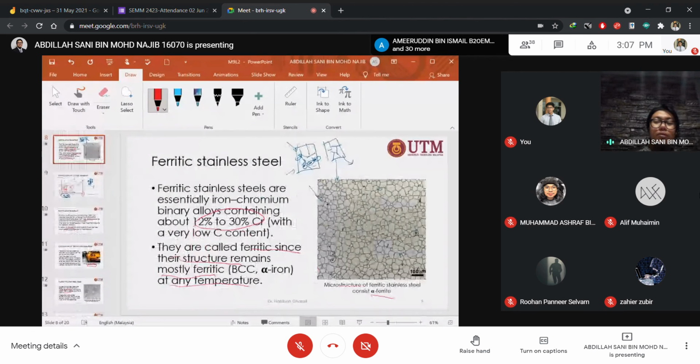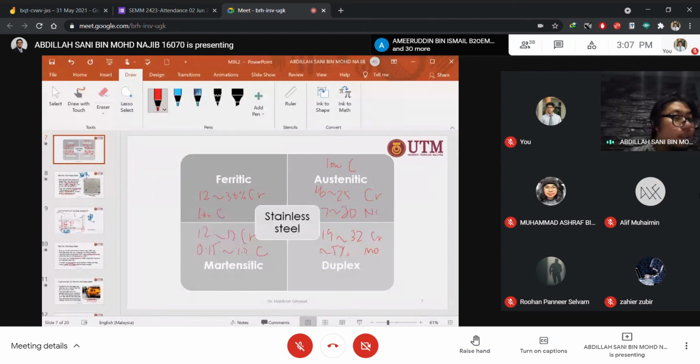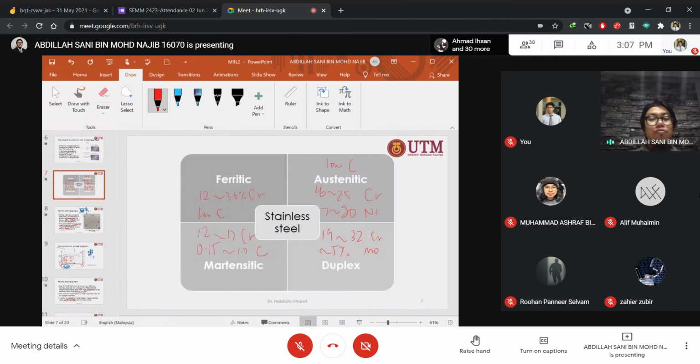So, all in all, that is what we can classify from the stainless steel. Okay, we have ferritic, austenitic, martensitic, and duplex. So ferritic and austenitic combined will make a duplex. Okay, and yep. So this is how it looks like.